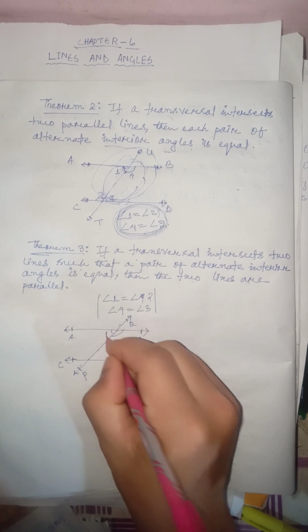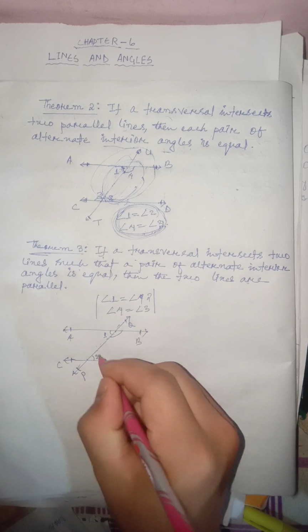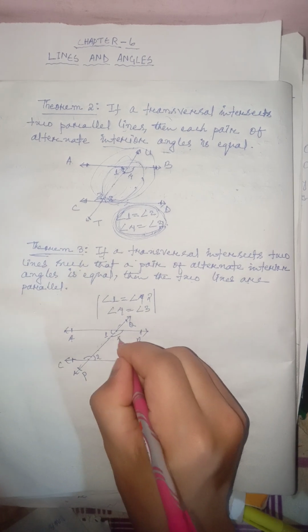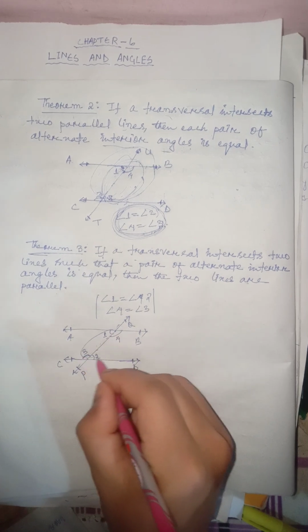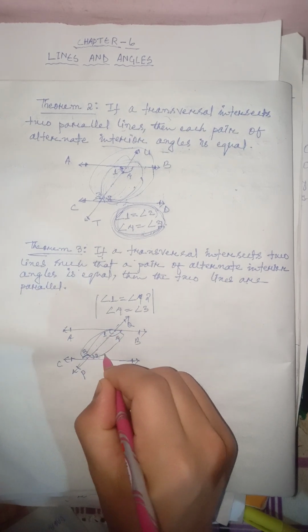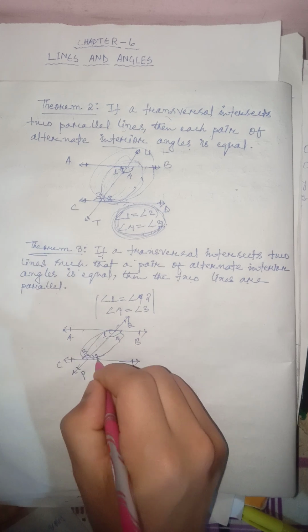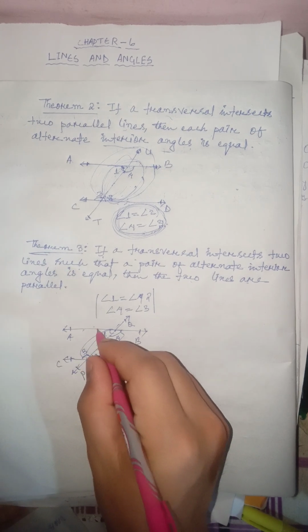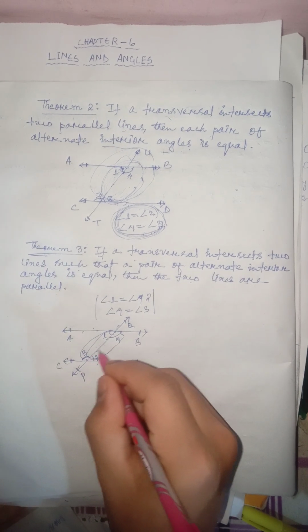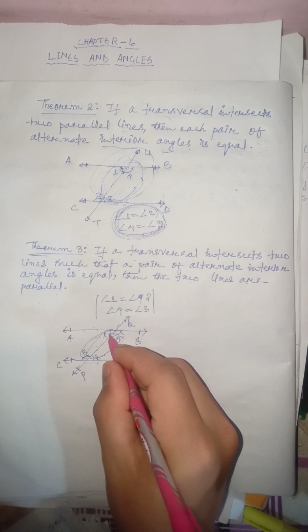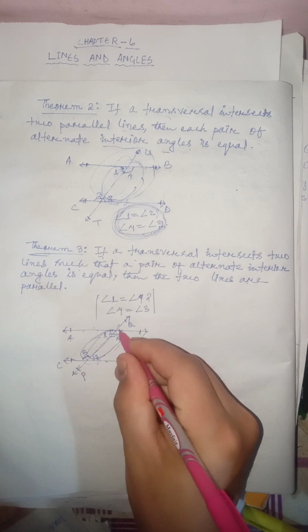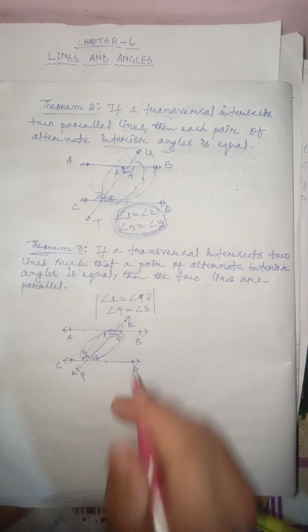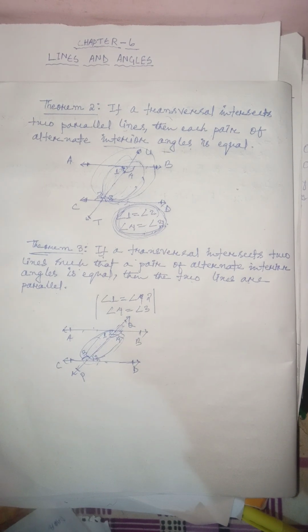Whatever angles there are here, all these angles are equal, and thus the two lines which we did not know earlier, these two lines are parallel as these angles are equal. And this line is called the transversal. So that's it, theorem number 3. I hope everyone can understand this.